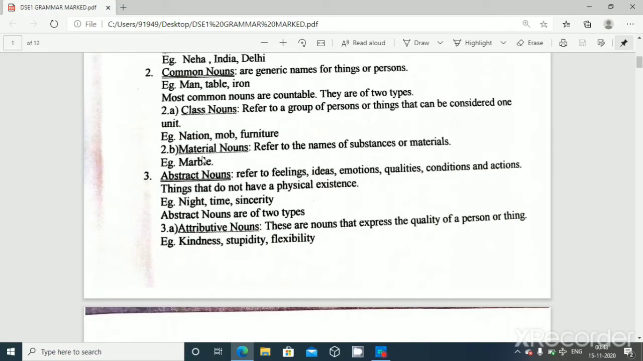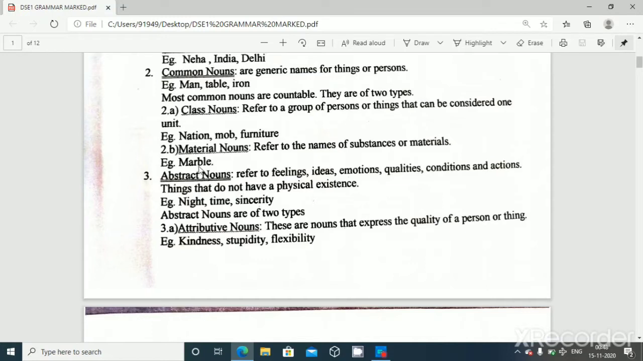And next it goes to the second type under the second category. That's 2.B here. It is referred here as material nouns. They refer to the names of substances or materials which are not really unique as you talk about a person. That's why they come under common nouns.